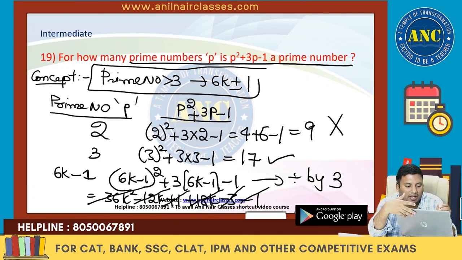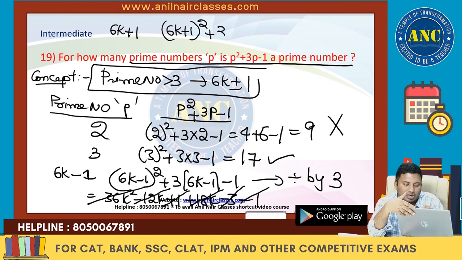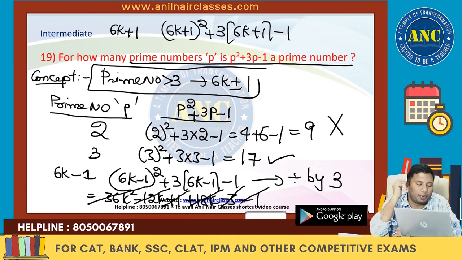Next prime number form is 6k plus 1. If I take 6k plus 1, this becomes 6k plus 1 whole square plus 3 into 6k plus 1 minus 1. If you open up the bracket, 6k whole square is divisible by 3, 2 into 6k is divisible by 3, and 3 into 6k is divisible by 3.